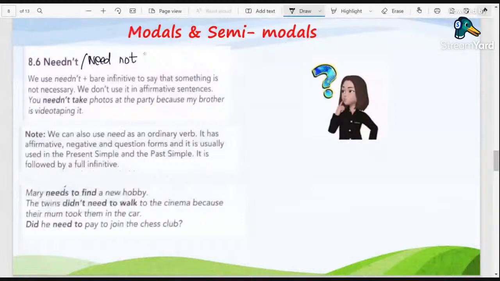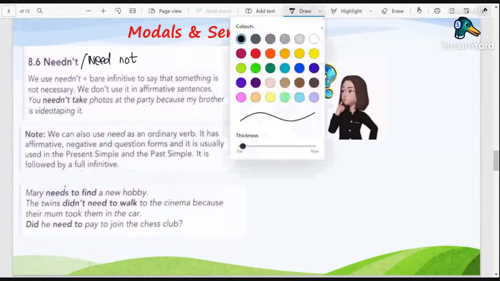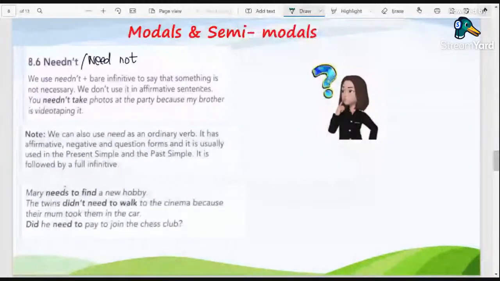Okay, we use needn't plus bare infinitive to say that something is not necessary. Terus tak perlulah. We don't use it in affirmative sentences. Kita tak gunakan dalam ayat affirmative sebab dia negatif kan, needn't.